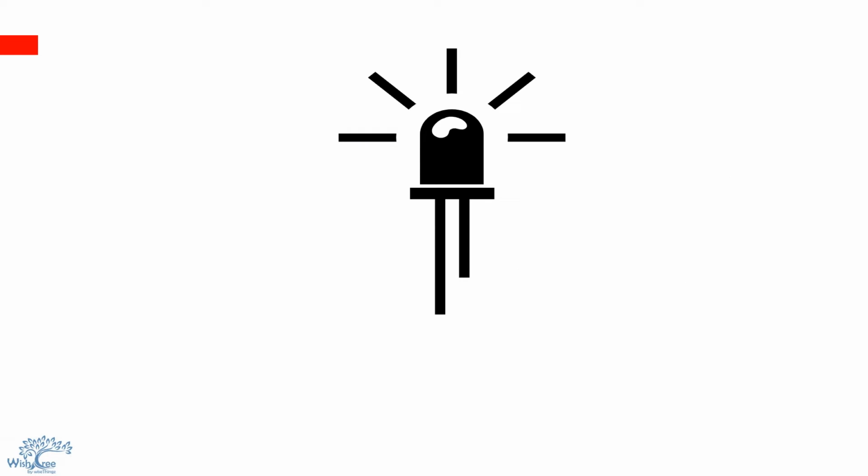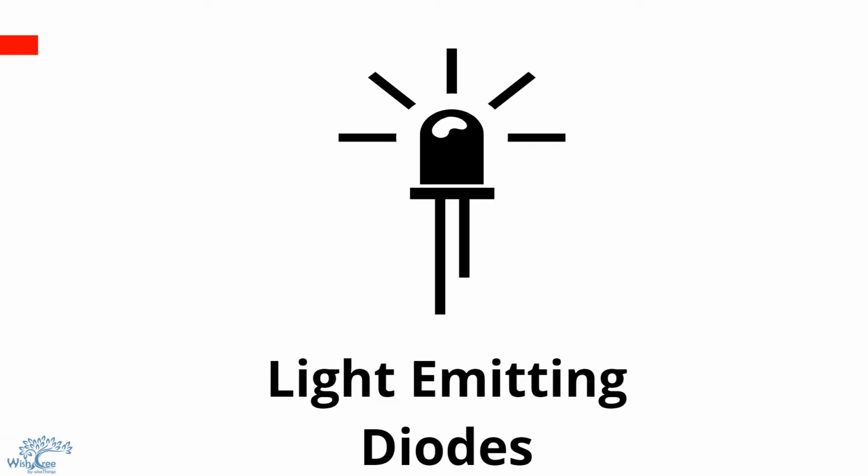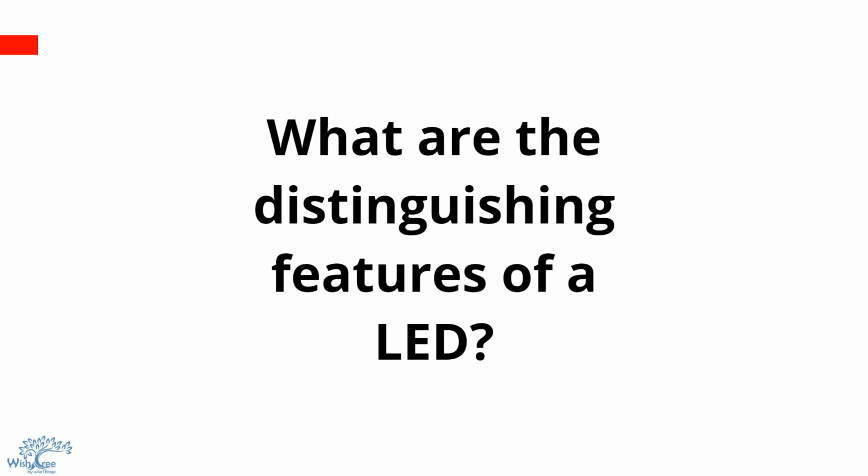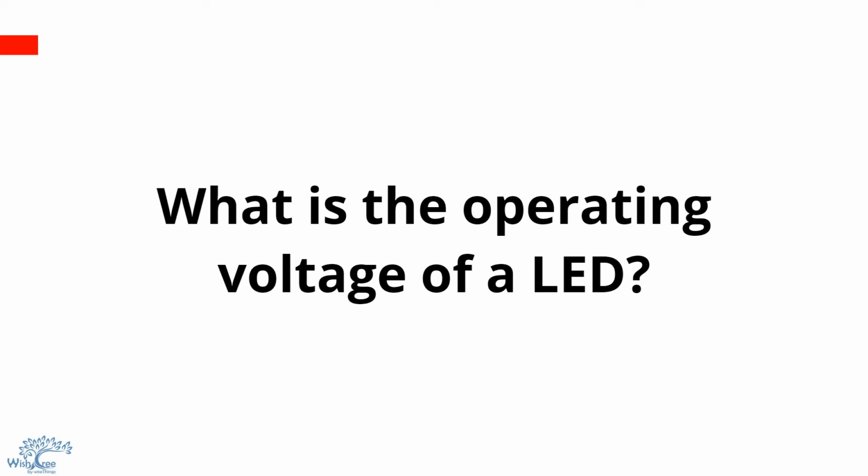Like for example, LEDs. LEDs stand for light emitting diodes. These are special kinds of diodes that emit light when provided with the right voltage. There are a few LEDs already provided in your learner kit. Try and observe them. See what distinguishing features you find in them. Also, it would be a good idea if you search for their datasheet and try to figure out the operating voltage. This voltage range is the voltage that you have to provide to turn on this LED.